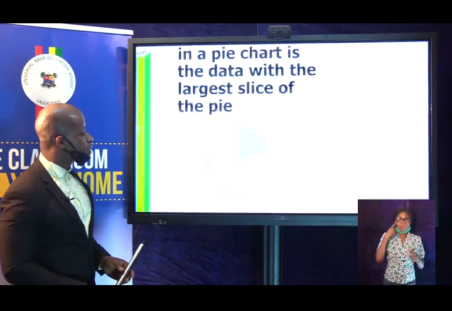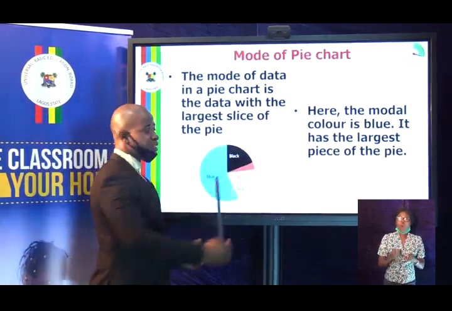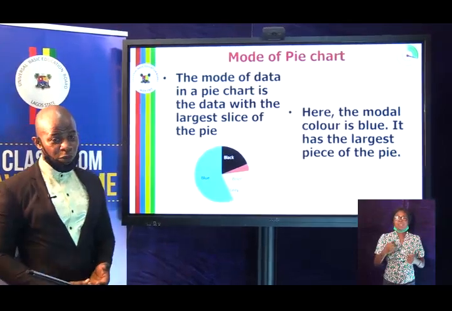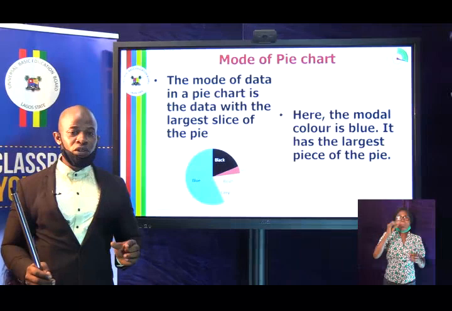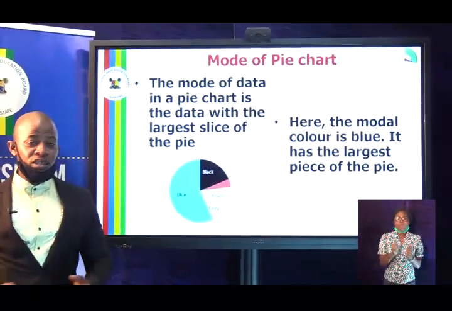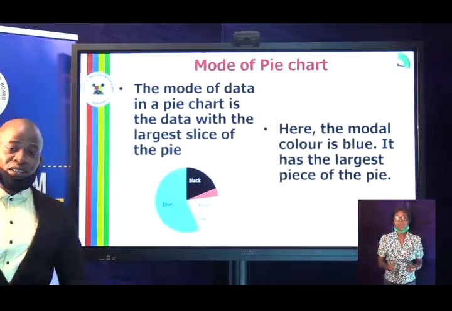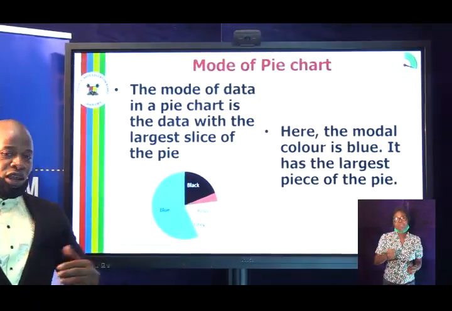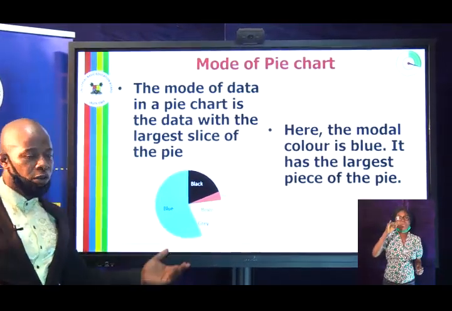So zooming out, let's see if that confirms what we have. Yes, the modal color is blue. It has the largest piece of the pie. So I'm going to run through it again. In a bar graph, the mode is the tallest bar. In a pictogram, the mode is the one with the highest number of images. And in a pie chart, the mode is the data with the largest piece of the pie.